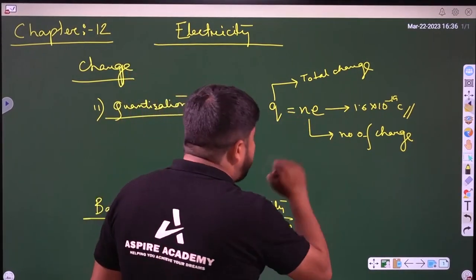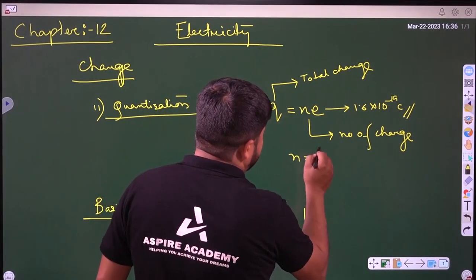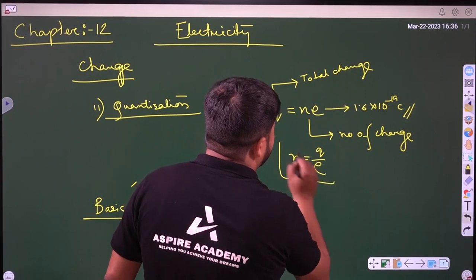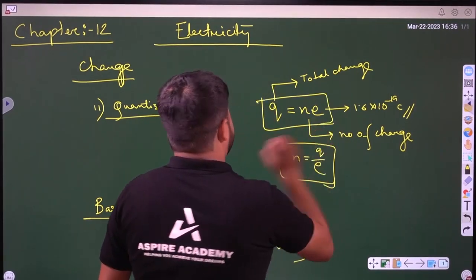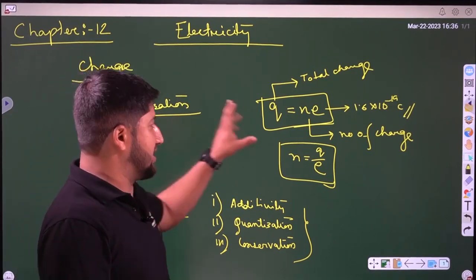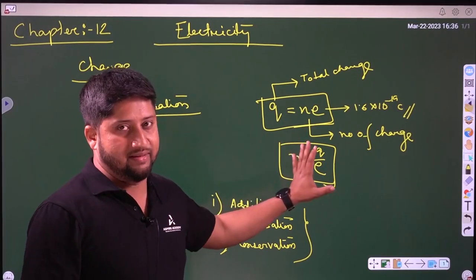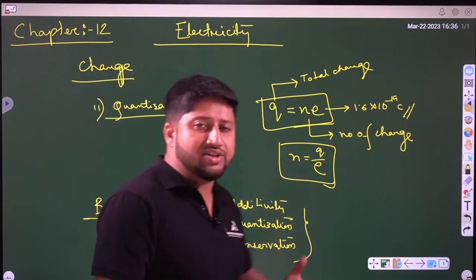From this formula we can also calculate the number of charges. Q is equal to NE, N is equal to Q by E. So these are the two formulas arising here. This is called quantization of electric charge. Q is equal to NE and N is equal to Q by E, the same thing. Okay, so now quantization of charge is done.